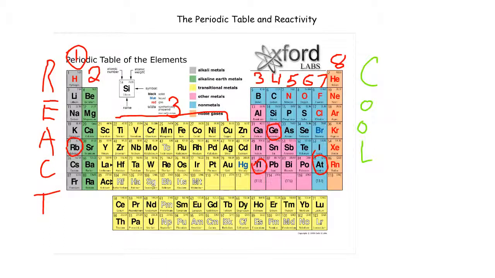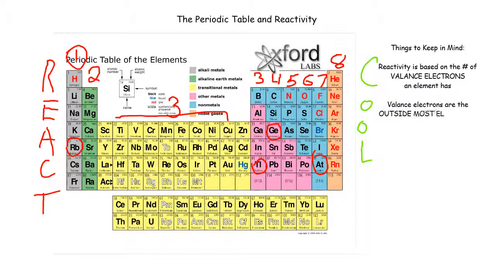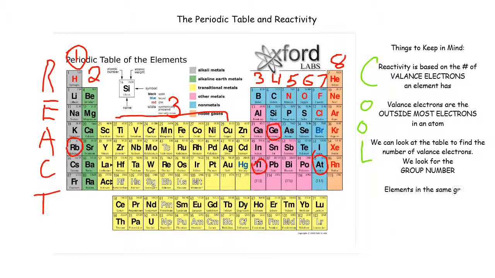So some things to keep in mind about the periodic table and reactivity. Reactivity is based on the number of valence electrons an element has. Valence electrons are the outermost electrons in an atom. We can look at the table to find the number of valence electrons. We look for the group number, the number on top. And elements in the same group share the same properties. Those are things that you need to write down and you need to keep in mind. They should be in the Cornell notes. If for some reason I've forgotten them, write them down anyway. Reactivity is based on the number of valence electrons that an element has.